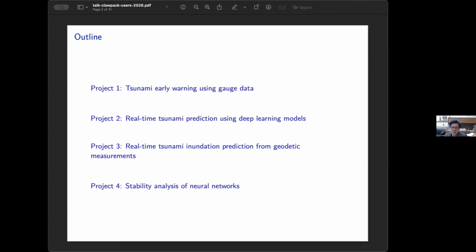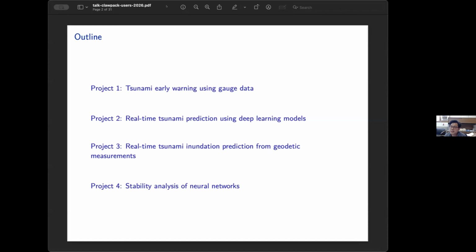So the first one is to try to develop a tsunami early warning using just gauge data in the Cascadia subduction zone, just assuming that there are hypothetical gauges that do not exist yet. And a second project we had was trying to do a real-time prediction. So rather than waiting for the tsunami gauge measurements to come in, we decided to try using geodetic measurements, which come in much faster, within minutes.